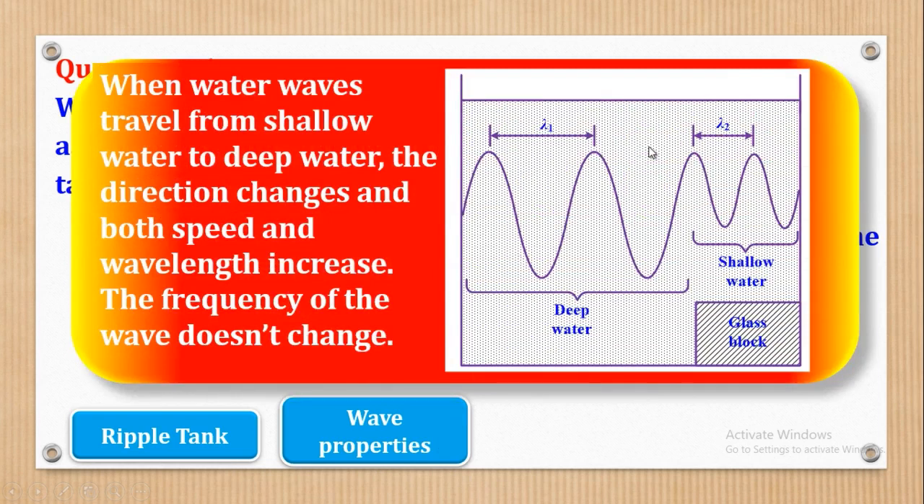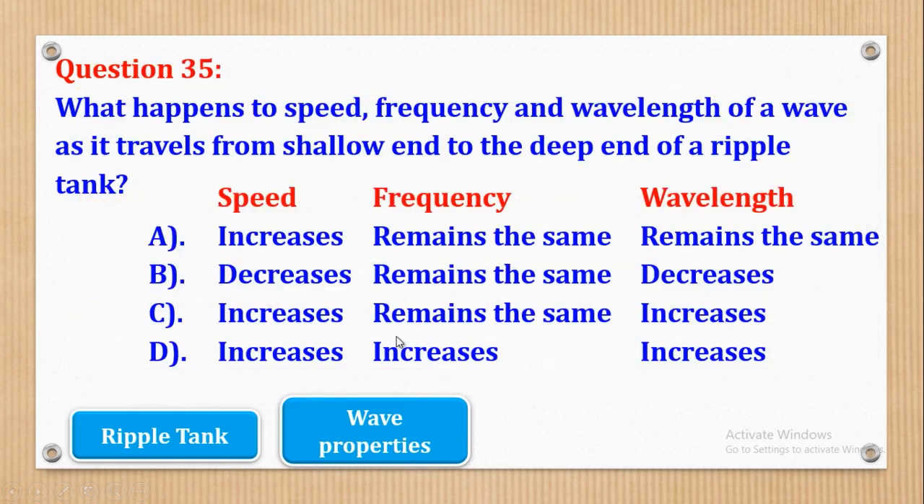So that property is in this form. So this end is made shallower by adding a glass block inside the ripple tank. So this one is shallow and this part is deep. So when water waves travel from shallow water to deep water, the direction changes and both speed and wavelength increase, but frequency of the wave does not change. So frequency remains constant. Now let us use that to find out the solution to our question.